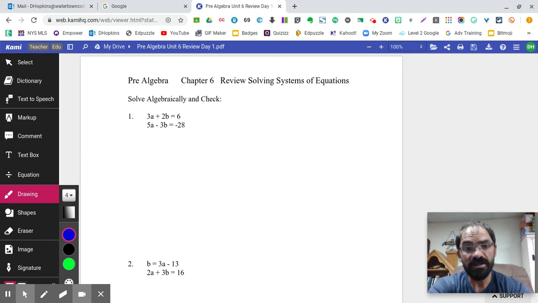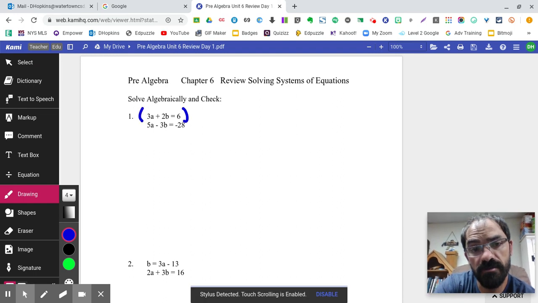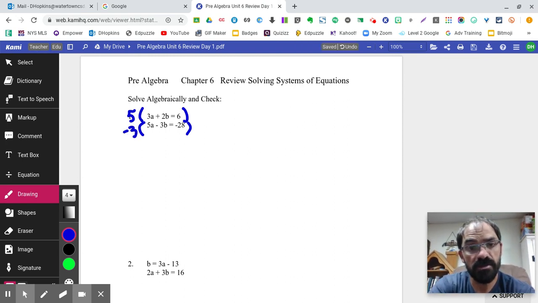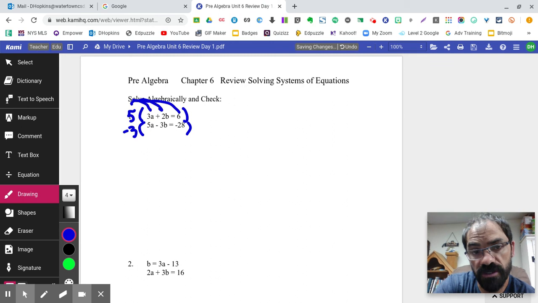So if I want to eliminate the A's right now, the smallest number that 3 and 5 both go into is 15. So if I multiply the top by 5 and the bottom by negative 3, I'll be able to eliminate them. So distribute in the top. 5 times 3a is 15a.